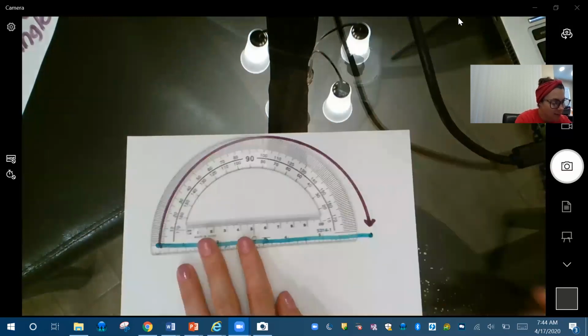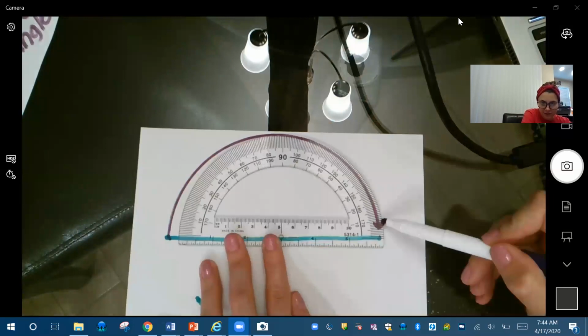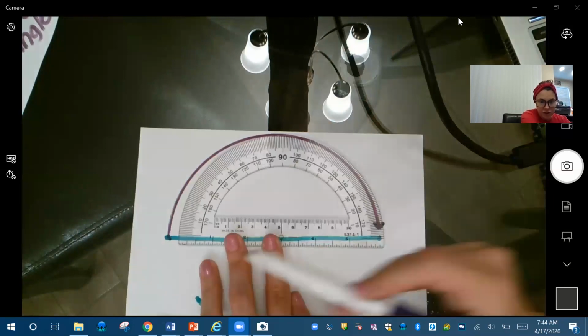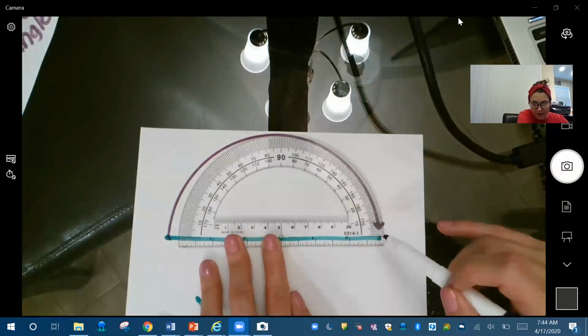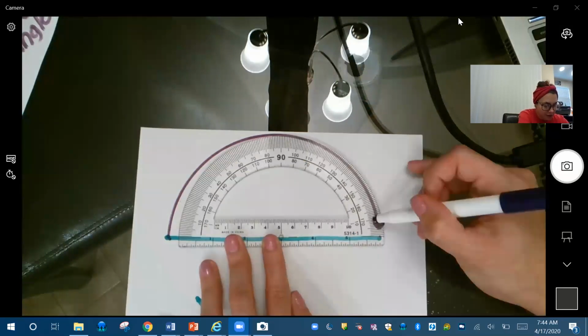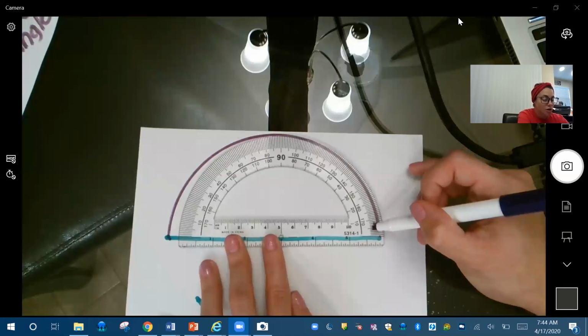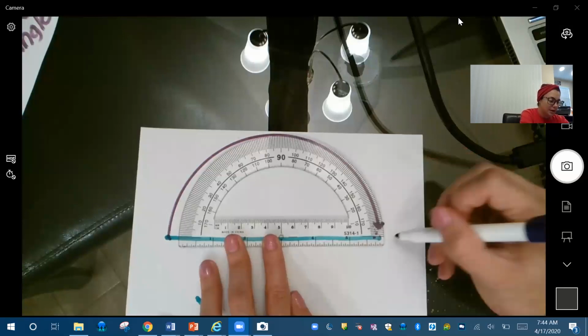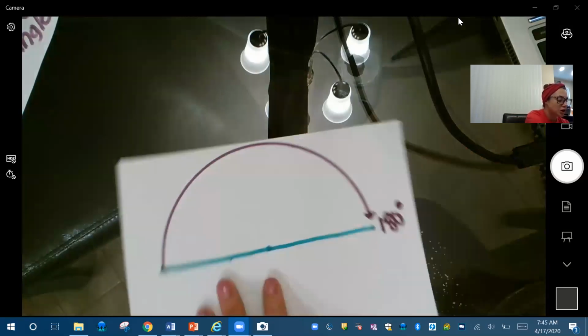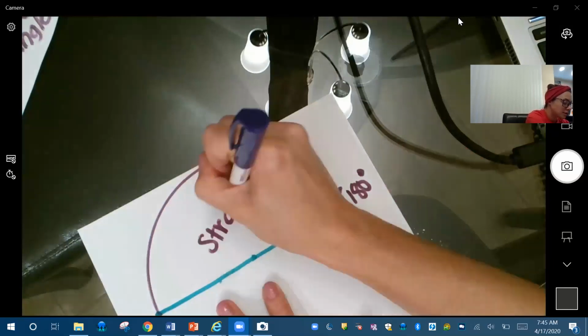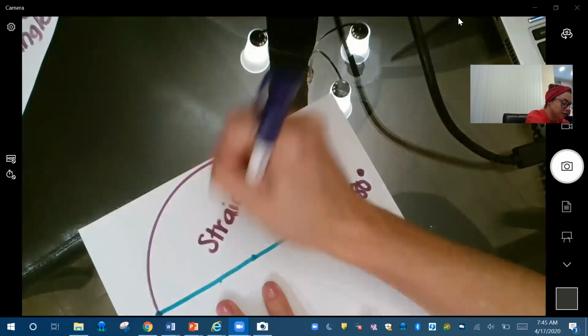But if I do that, I'm going to notice this is 170. We see that? This line's 170. So if I start out at 0 and I go all the way to 170, but I have all these lines, and this lands on something, it's just not labeled. So it says 170, 171, 172, 173, 174, 175, 176, 177, 178, 179, 180. So this is a 180 degree angle, which means it is a straight angle or a straight line, right?